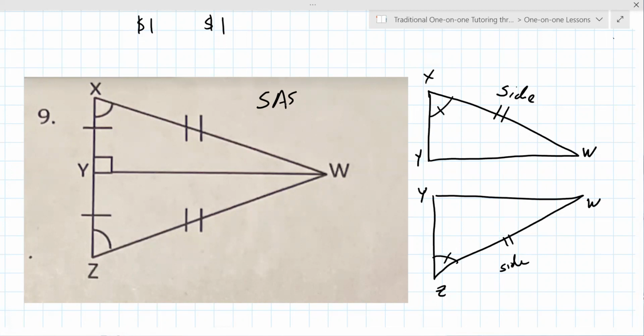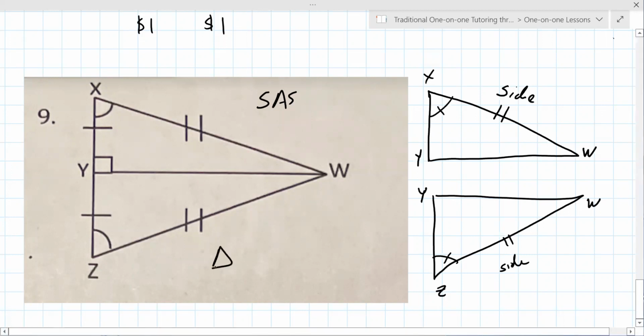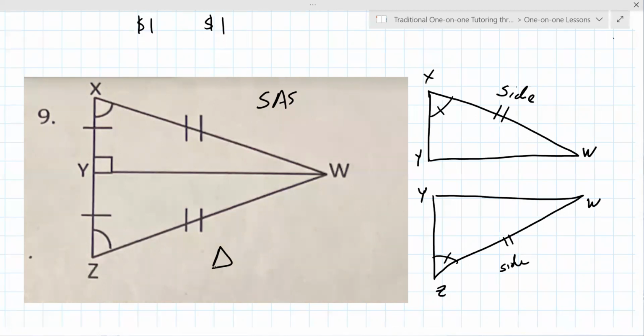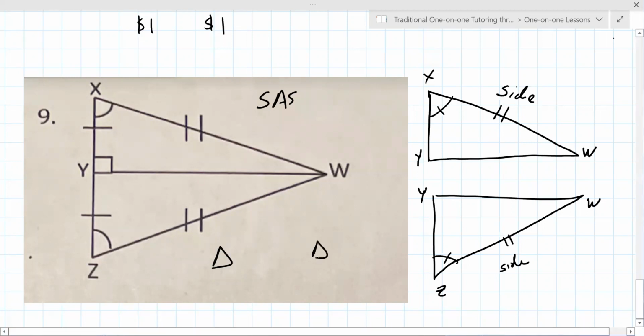Okay. I'll write that down. And then for that right there. So then we have to show that the triangles are congruent. YWZ is congruent to YWX. So give me them one more time. What were the two triangles? YWZ is congruent to YWX. Yeah, that does work. Very good. So that's your congruent statement.